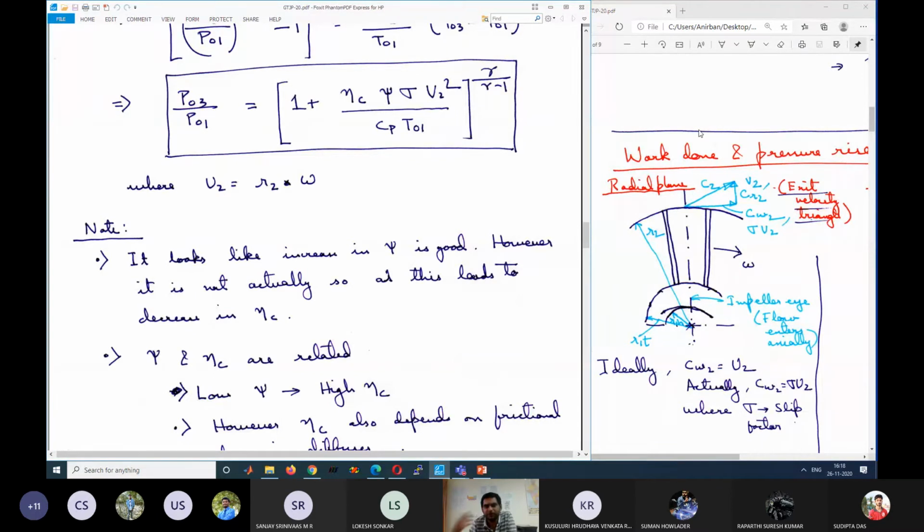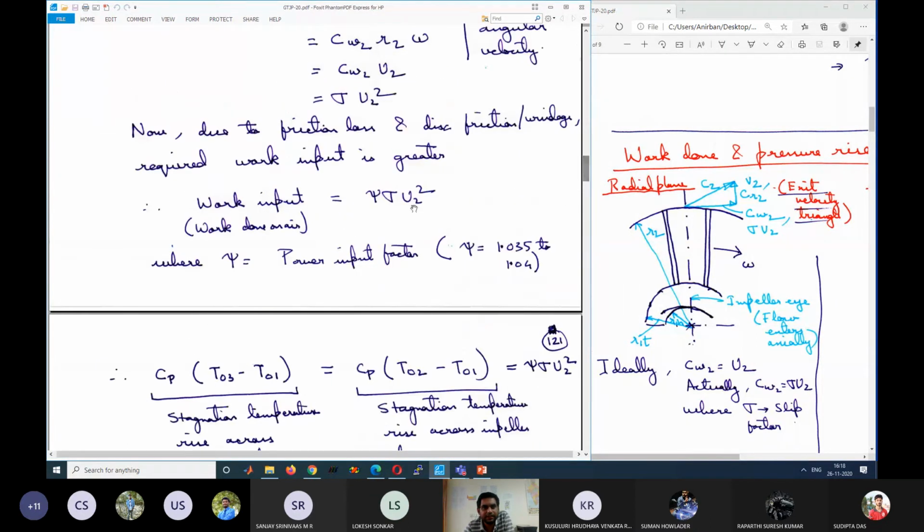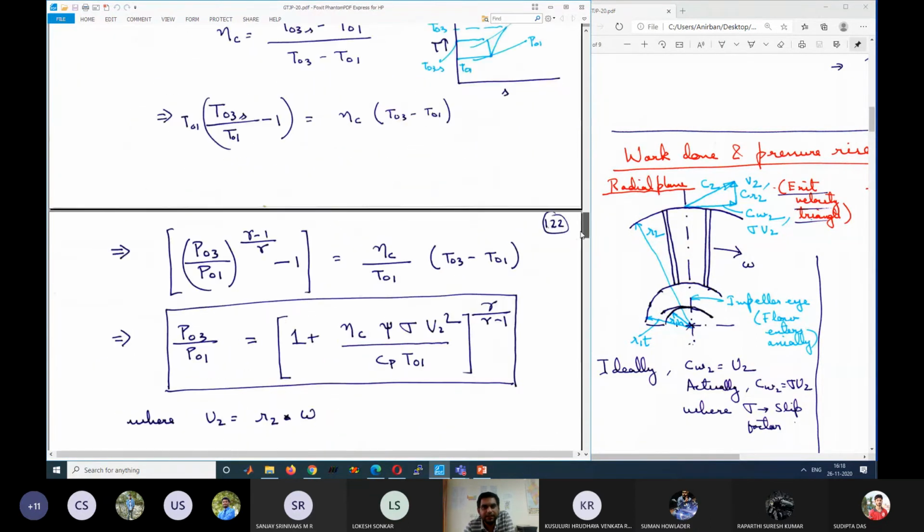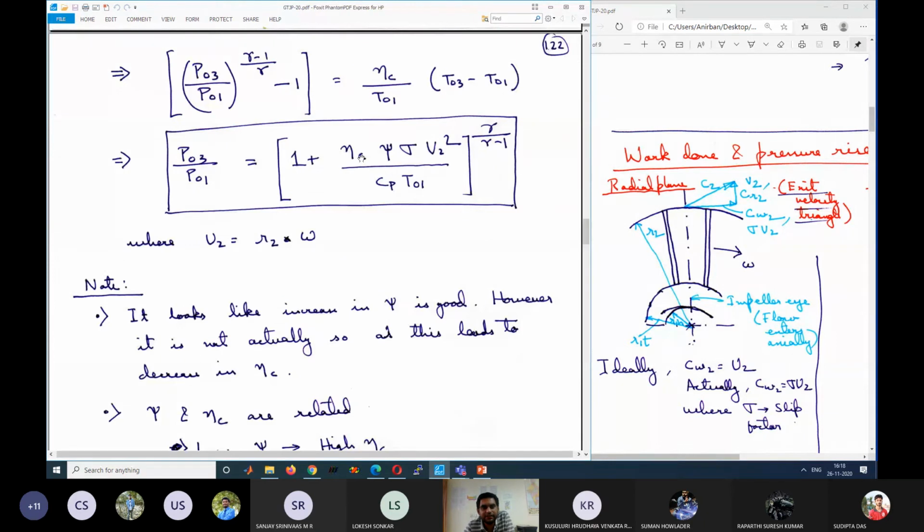So if more friction is there, psi will be larger. More friction is there, this power input factor will be larger. On the other hand, more friction is there, eta C will be less. So even if psi gets larger, eta C will become so less that the overall effect will be deteriorating the pressure ratio. So actually, increasing power input factor is not beneficial. You want it to be as less as possible.